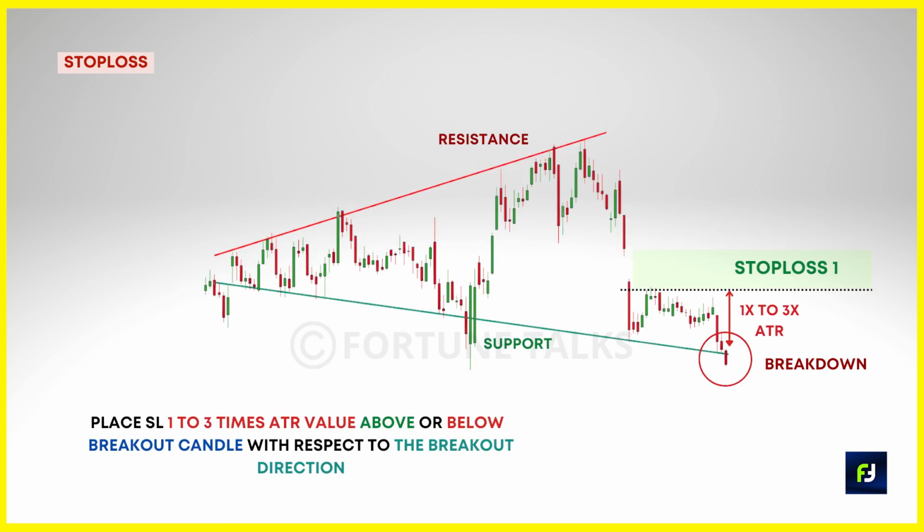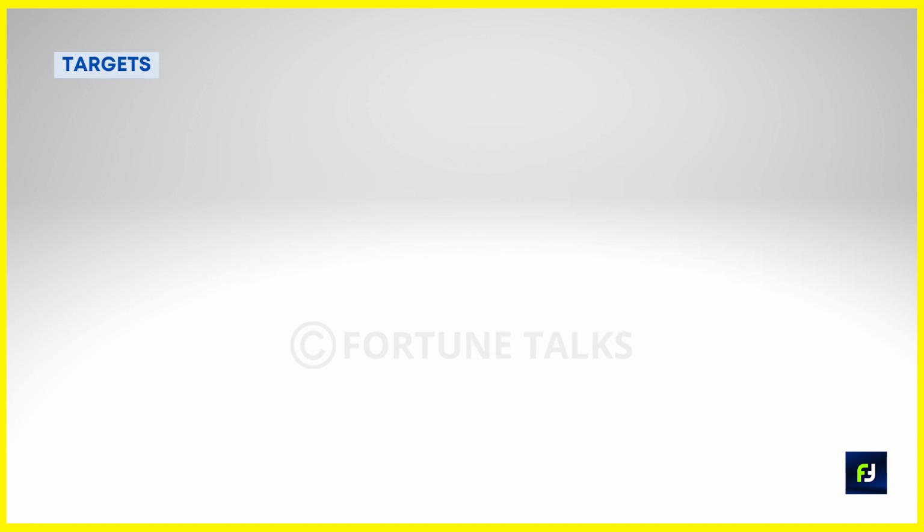So if you are very aggressive with your stop loss, you could even place the stop loss with respect to the breakout candle, provided you give enough breathing room for the price action to happen. This can be achieved if you place your stop loss by adding some buffer with anywhere from 1 to 3 times the ATR value. Now finally, we will be talking about the targets.